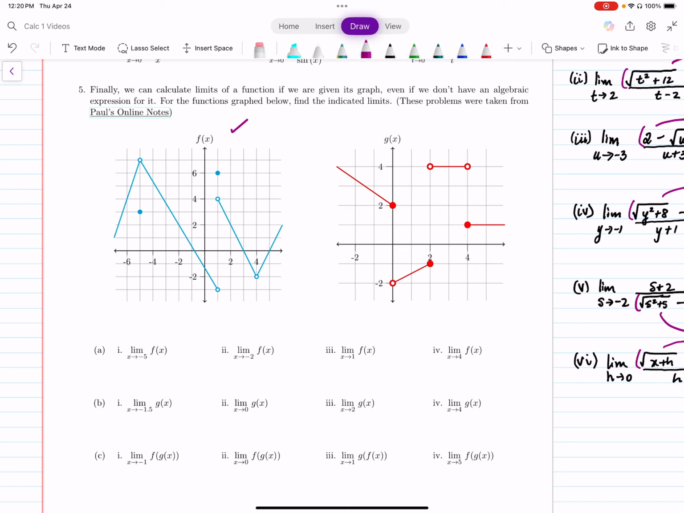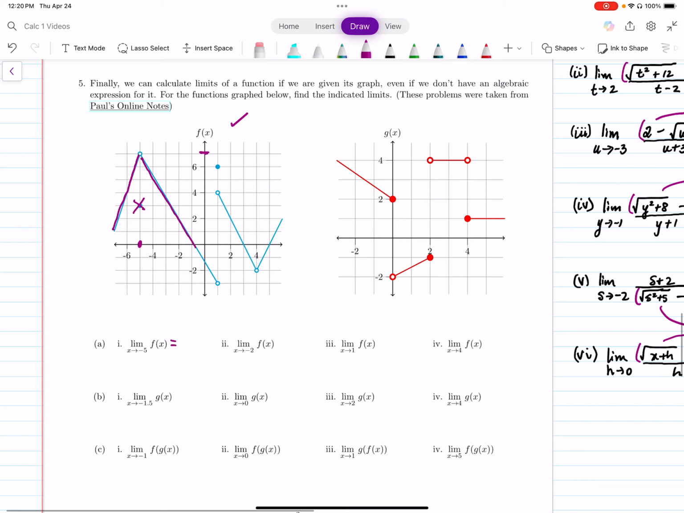The limit as x goes to -5. So we find -5 here, and we look to see what's happening from the left. We see that it's approaching 7. And then from the right, we see that it's also approaching 7. We don't care what actually happens at -5. We just care about where it's headed. So the limit here is 7.